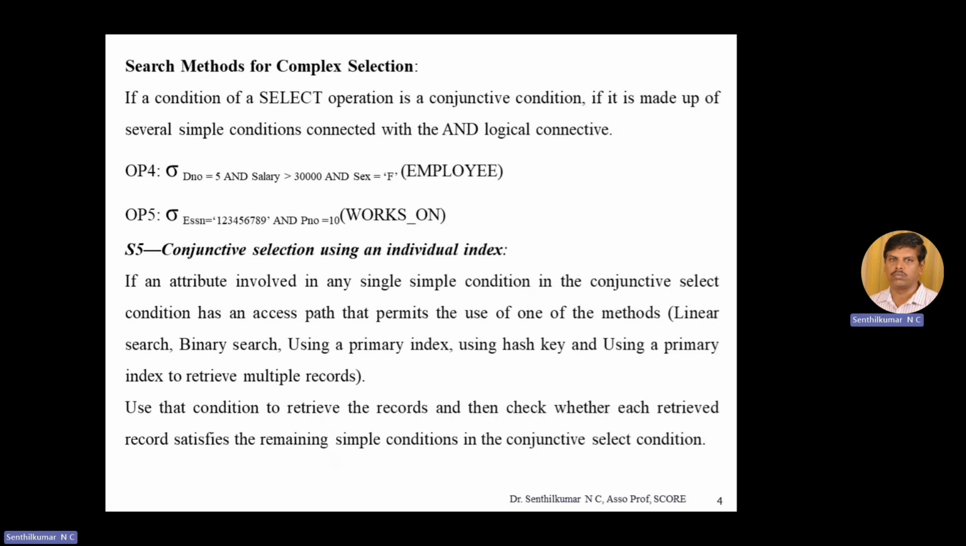Okay, simple condition and the conjunctive select, and the access for one of the methods here. It will check whether each retrieved record satisfies the remaining simple conditions in the conjunctive selection condition or not. So first, D number equal to 5 will be retrieved using any one of linear search, binary search, or primary index. Then that output is compared with salary greater than 30,000, then sex equal to F. So that is the conjunctive selection using an individual index.